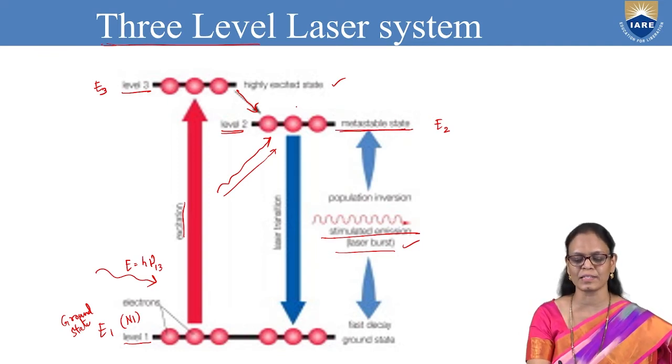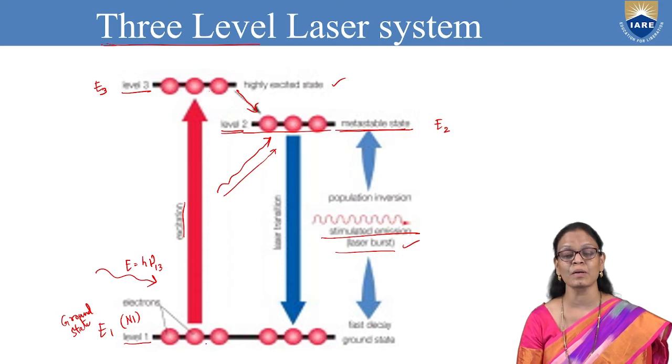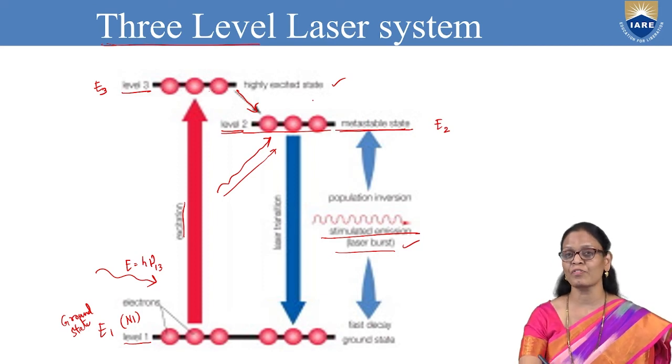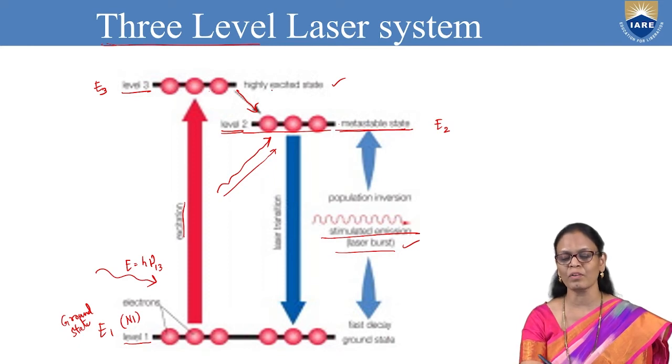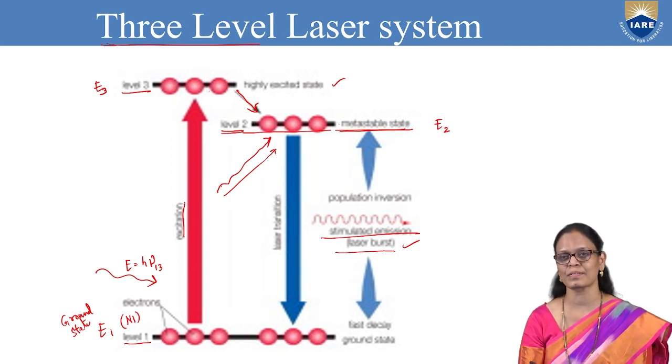If no metastable state exists, these atoms from the excited state directly come to the ground state. It may be non-radiative, or we do not get any useful energy from that. But if there is a metastable state in a 3-level laser system, the advantage is the atoms can stay for a relatively longer time, and when we stimulate them with the help of an external photon, then there is a transition where we get a laser burst.